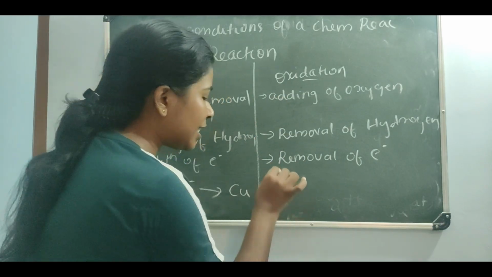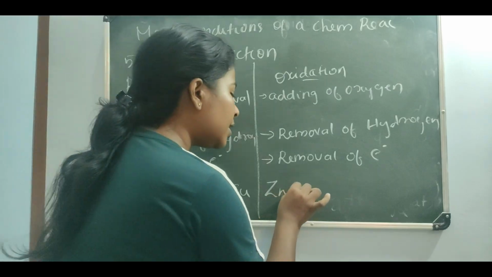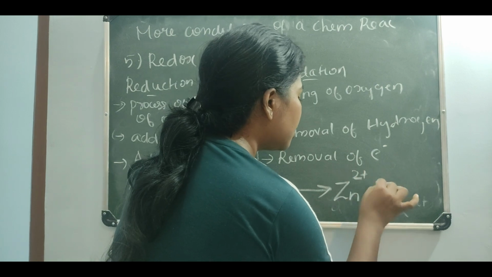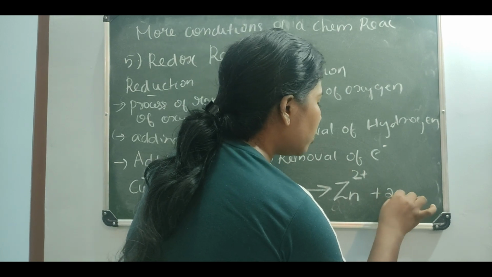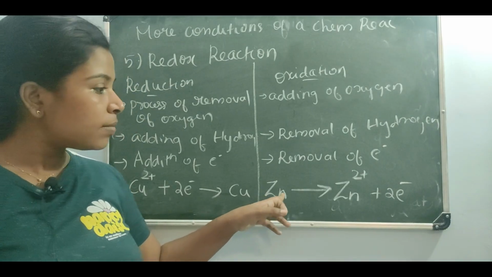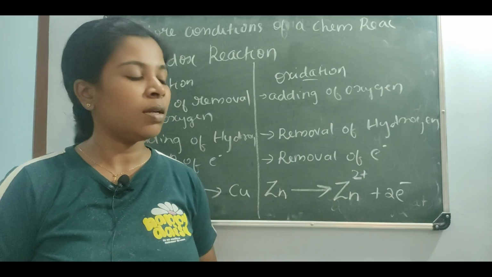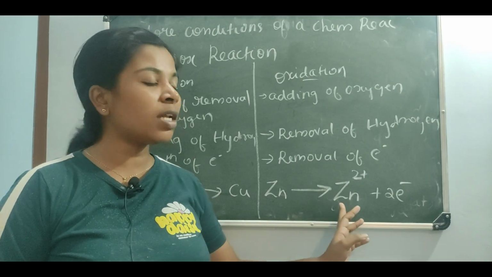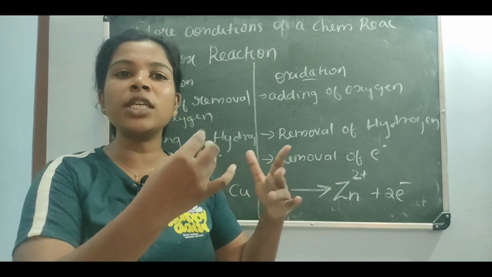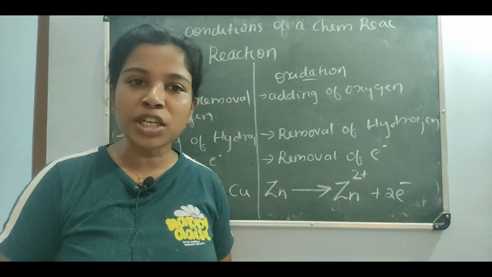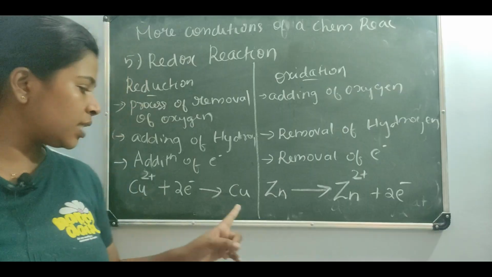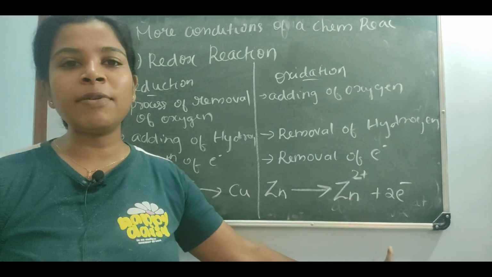Now, an example for oxidation reaction. I am having a zinc atom. In this reaction, the zinc atom is splitting into zinc ion and 2 electrons. Here, from the zinc atom, 2 electrons are removed, which means the atom is turning into zinc ion. It is losing 2 electrons, right? So removal of electrons is happening, which means it is oxidation. Understood? So this is the example for reduction and this is the example for oxidation.